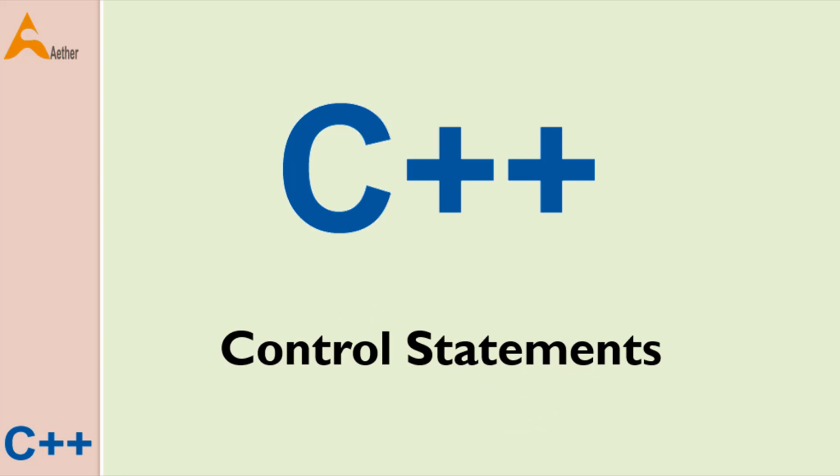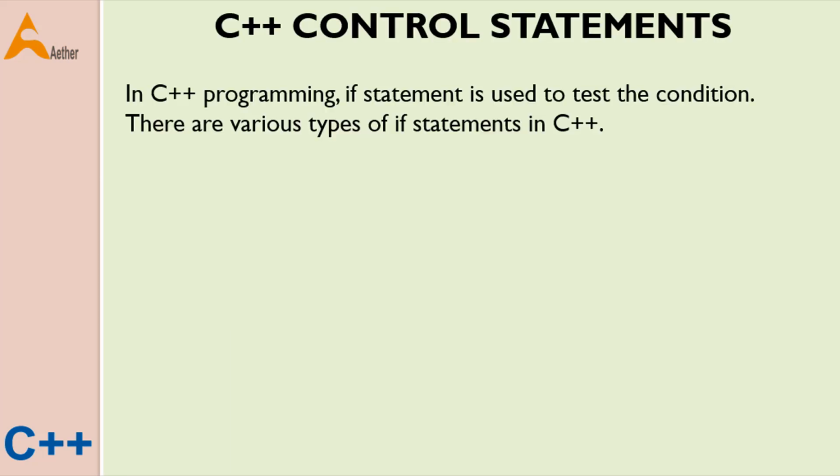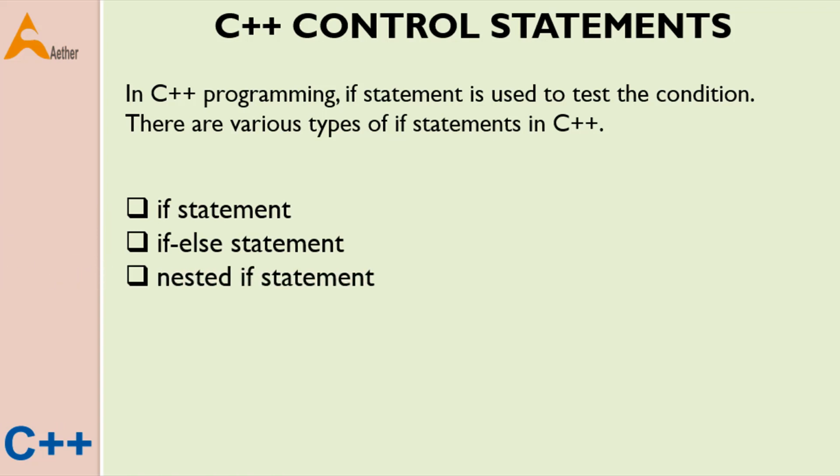So let's start it. In C++ programming, if statement is used to test the condition. There are various types of if statements in C++: if statement, if else statement, nested if statement, and if else if ladder. We will discuss each in details with its syntax, flowchart, and a simple program.